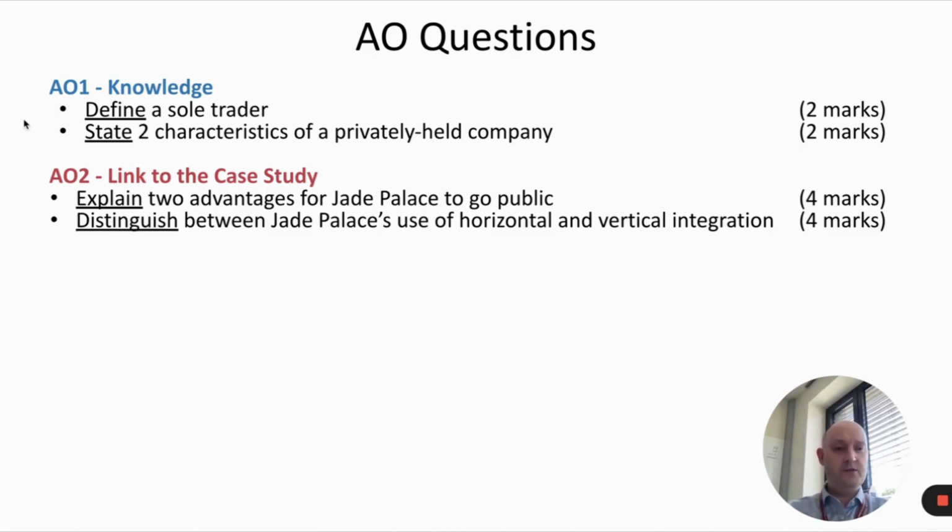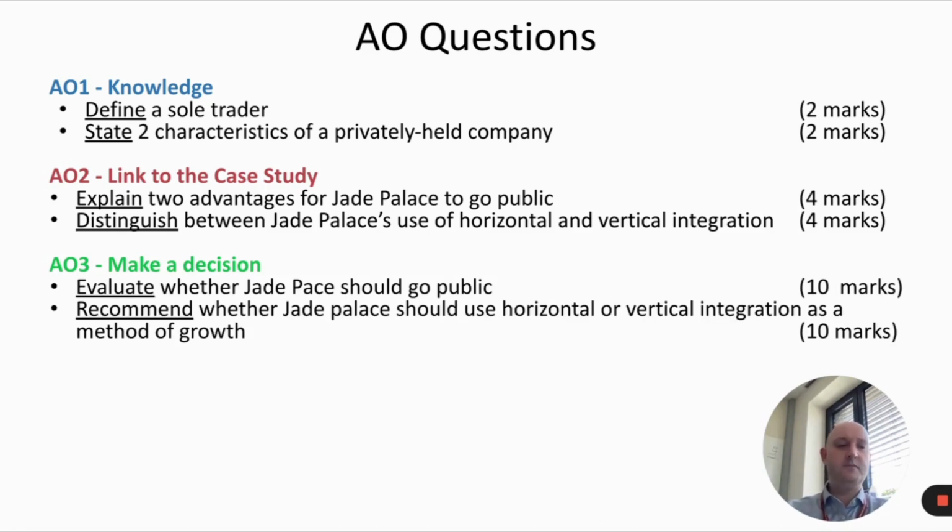I will have videos about all of AO1, 2, 3, and 4 coming up. There'll be one video for AO1, one video for AO2. There'll be multiple videos for AO3 because AO3 is the hardest to learn. So what is AO3? So AO3 is when you have to make a decision. So for example, evaluate whether J Palace should go public. Now compare this to this one. Explain 2 advantages to go public.